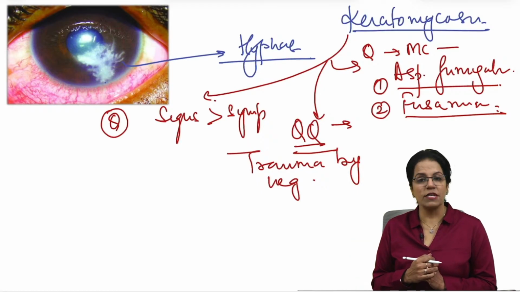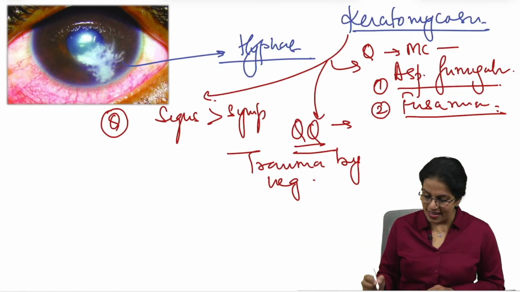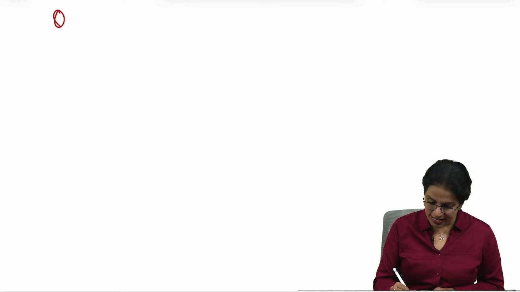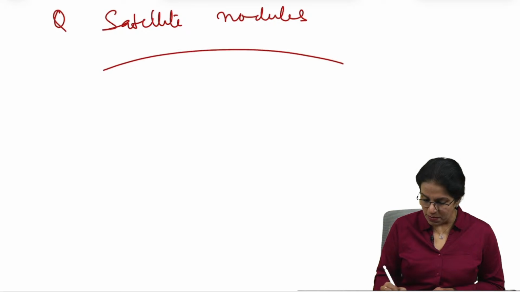So, this is your fusarium and Aspergillus fumigatus. Second option will be fusarium. Yes, very good. Many of you have reminded me. The next question they can ask you is satellite nodules. What are satellite nodules? We know this, that any lesion apart from the main lesion.